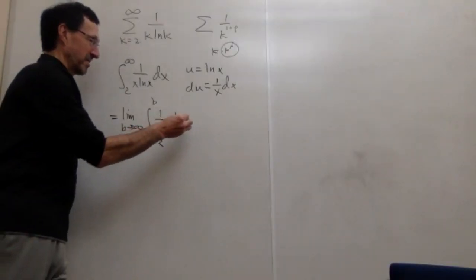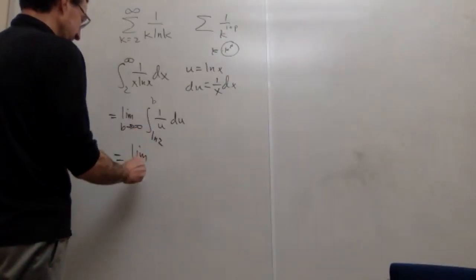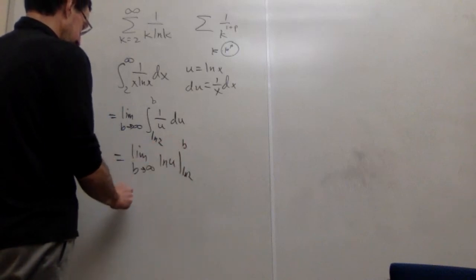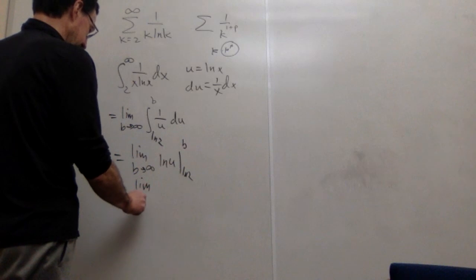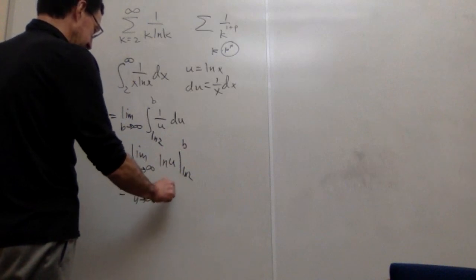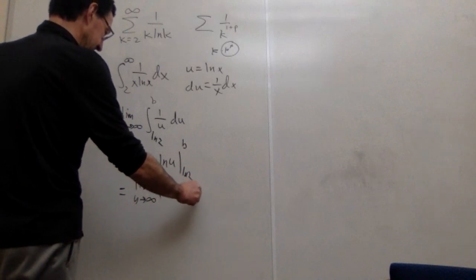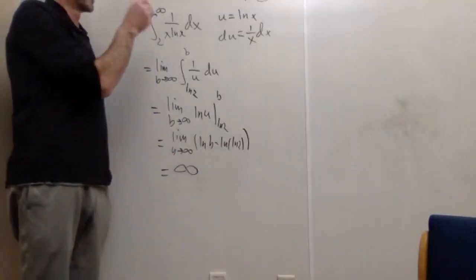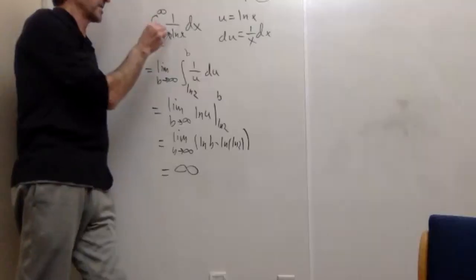That's pretty easy to integrate. We get the natural log of the absolute value of u, but of course everything is positive here. So the natural log of u from ln 2 to b, which gets me ln b minus ln 2. And that does not exist; it goes to infinity, you're right, which means that it diverges. This integral diverges, therefore the series diverges.